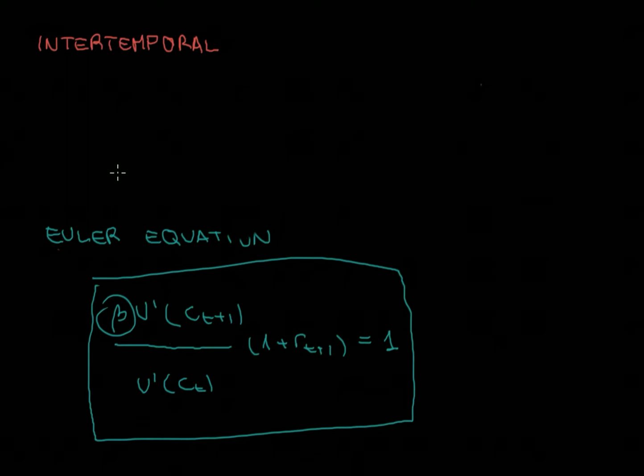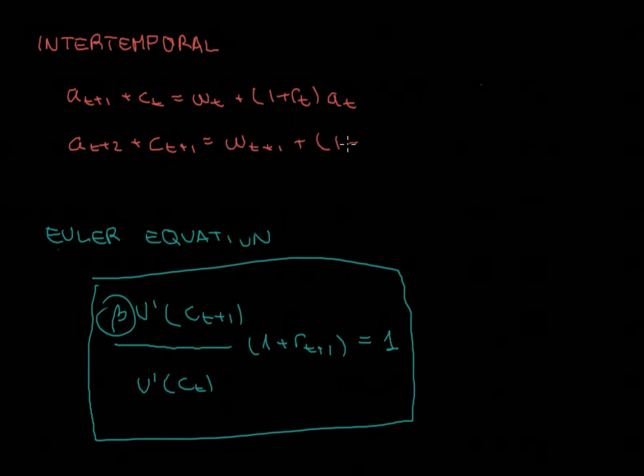Let's do it by period. So in the first period we have A_{t+1} plus C_t equals wage_t plus (1 plus R_t) A_t, and in the second period we have A_{t+2} plus C_{t+1} equals wage_{t+1} plus (1 plus R_{t+1}) A_{t+1}. So we have to solve for A_{t+1} from the period t constraint.